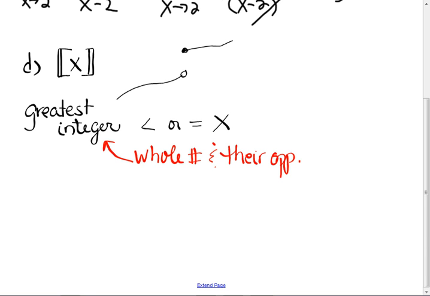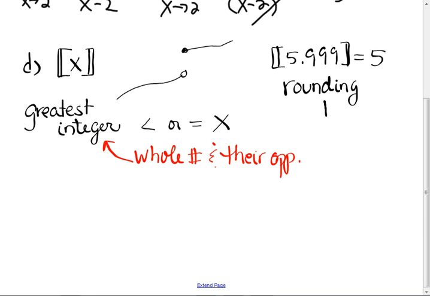So if we were to do this one, 5.999, I want the biggest integer, whole number, that's smaller than that. That's 5. It's a rounding down function. Well, you aren't familiar with the greatest integer. You're familiar with the least integer. That's a rounding up function. That's what you use on your cell phones. If you talk for 2.5 minutes, what do you charge for? 3. What if it's 2 minutes and only a couple seconds? You're still charged for 3. That's a rounding up function.